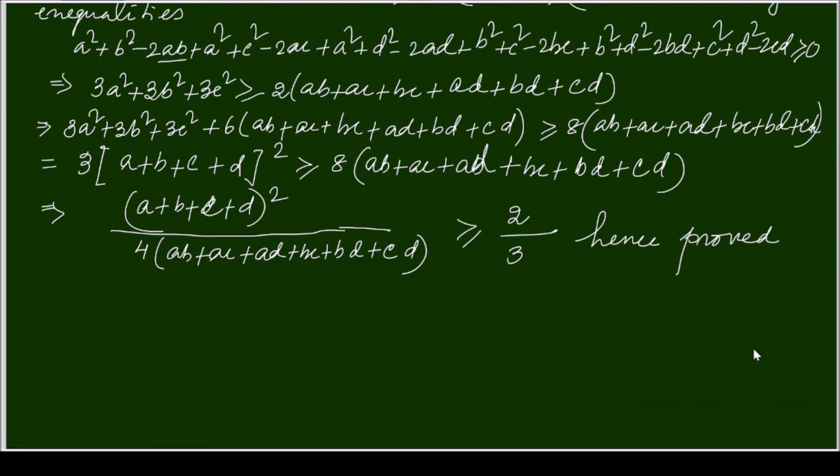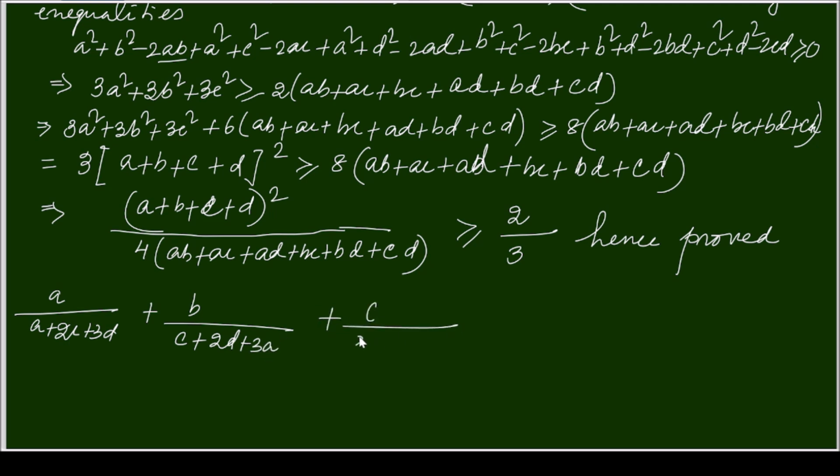So writing the final result, this proves that A over B plus 2C plus 3 times D, plus B over C plus 2 times D plus 3 times A, plus C over D plus 2A plus 3 times B, plus D over A plus 2 times B plus 3 times C is greater than or equal to 2 over 3.